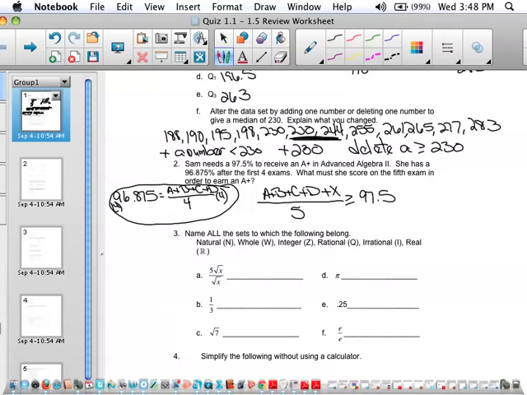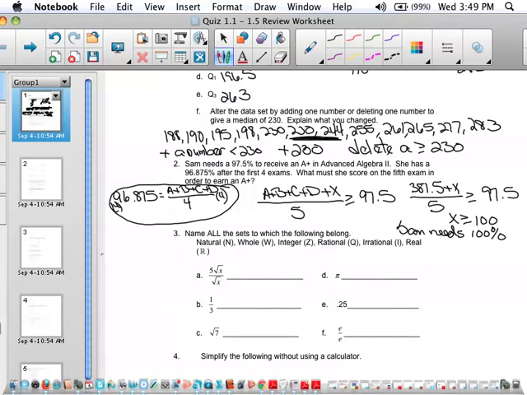So it actually then becomes 387.5 plus X over 5 has to be greater than or equal to 97.5. Multiply both sides by 5, subtract the 387, you will get that X has to be greater than or equal to 100. So obviously she must score 100%. So Sam needs 100% on test number 5 to obtain her 97.5% in Advanced Algebra 2.